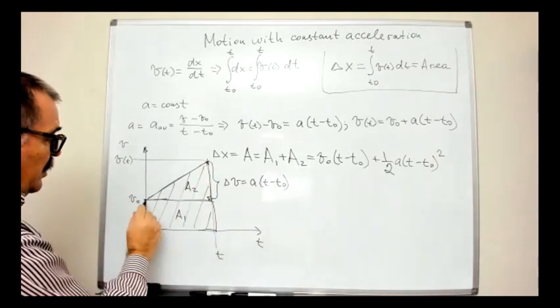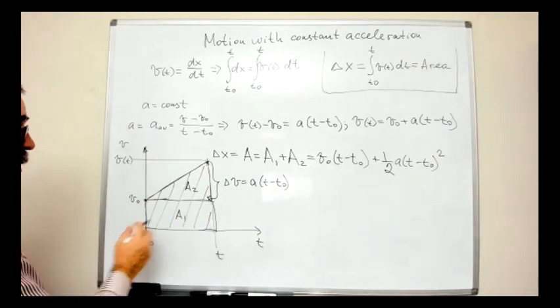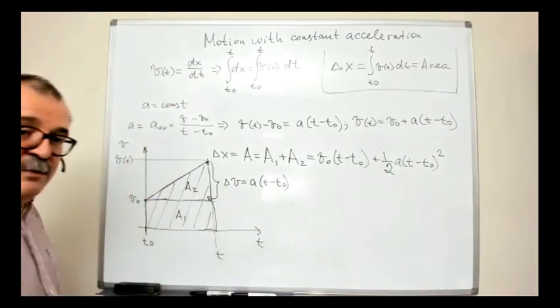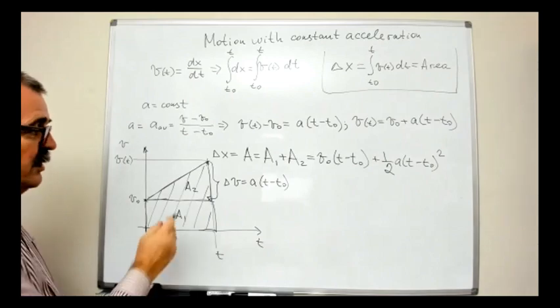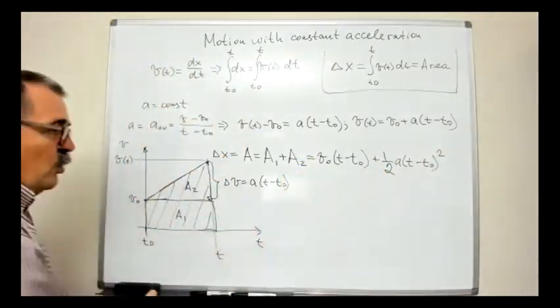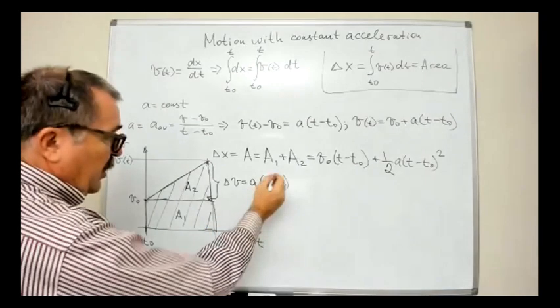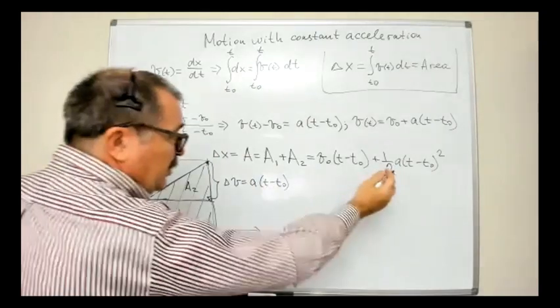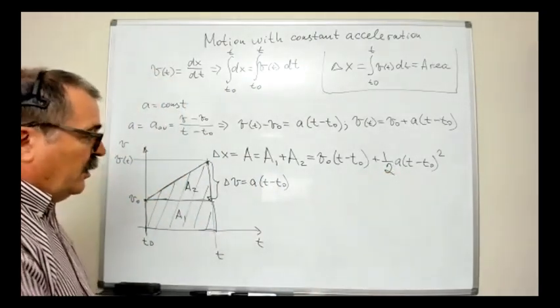Times this base, which is T minus T0. And 1/2 is just a formula for the area of the right angle. So this is simply area A2. When you multiply T minus T0 by T minus T0, you get T minus T0 squared. Thank you, Professor. I got it.